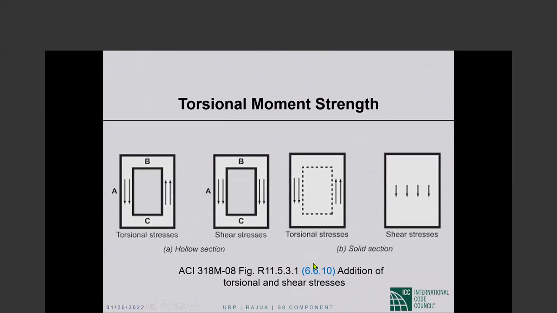The reason we take the square root of the sum of the squares in one case and simply add them together in another case is shown here. When it is a hollow section, the torsional stresses are in the wall of the hollow section. So are the shear stresses. And we can simply add the two. However, when it is a solid section, the torsional stresses are still in the walls of the thin wall tube, but the shear stresses are now across the entire cross section. So now we cannot simply add the two together. This is why we take the square root of the sum of the squares.